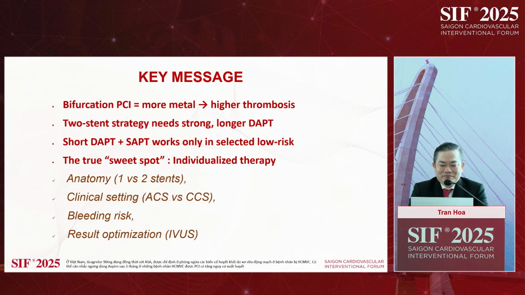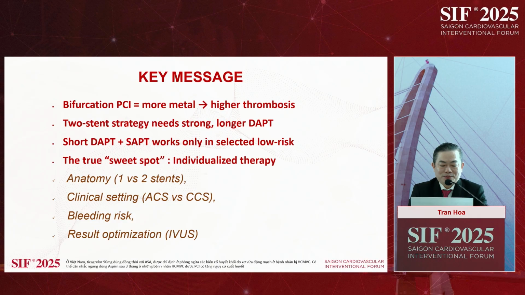Finally, for bifurcation PCI, more metal means higher thrombosis risk, so with a two-stent strategy we need stronger and longer DAPT. But for a patient with low risk and high bleeding risk, you can decide on short DAPT and single antiplatelet therapy after 1 or 3 months.